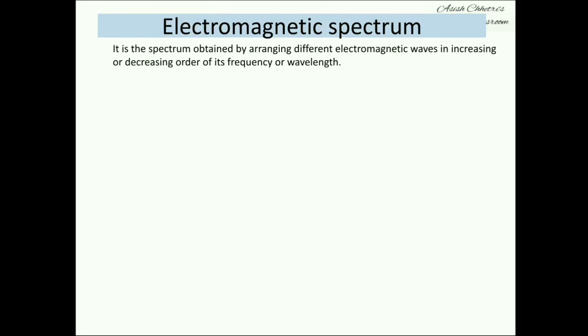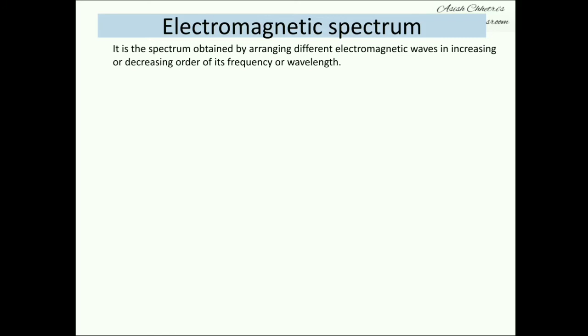Electromagnetic spectrum is the spectrum obtained by arranging different electromagnetic waves in increasing or decreasing order of its frequency or wavelength. Before explaining what the electromagnetic spectrum is, let us discuss what an electromagnetic wave is. Electromagnetic waves are those waves which have both electric and magnetic components. For example, white light.